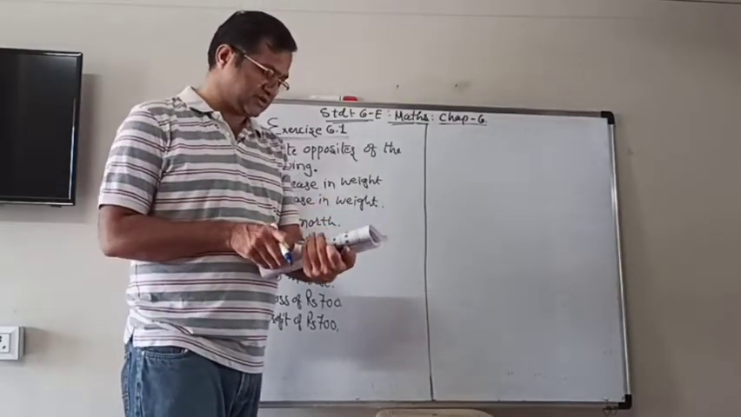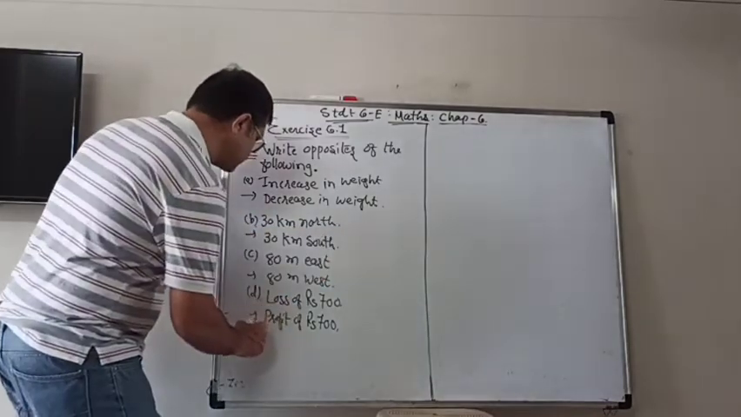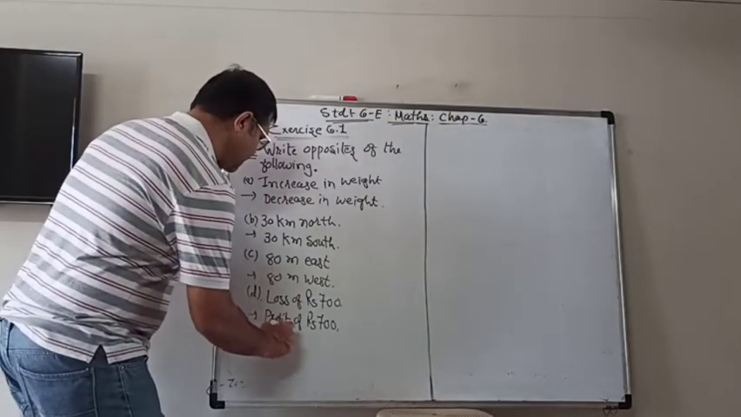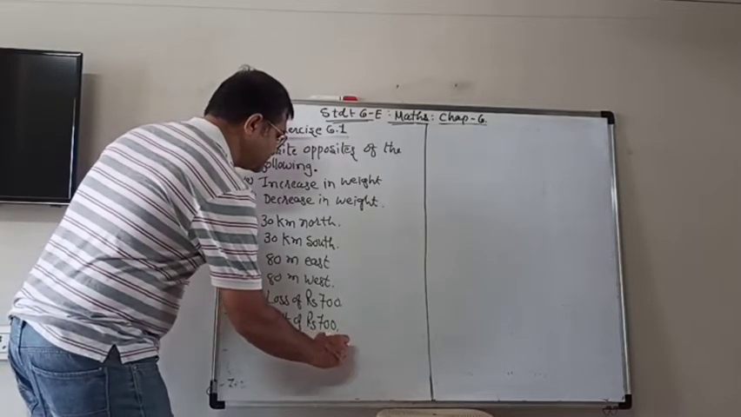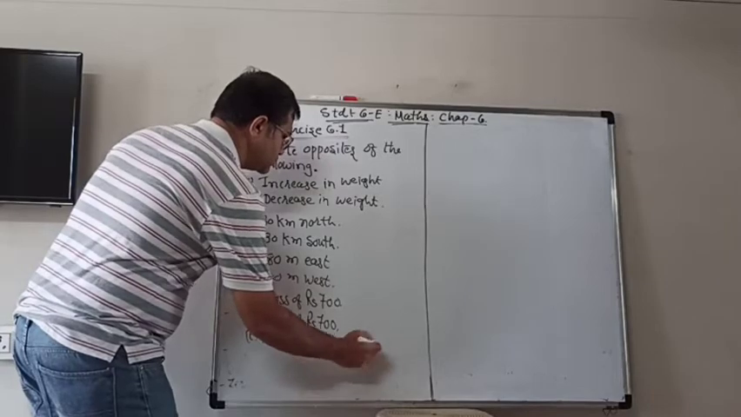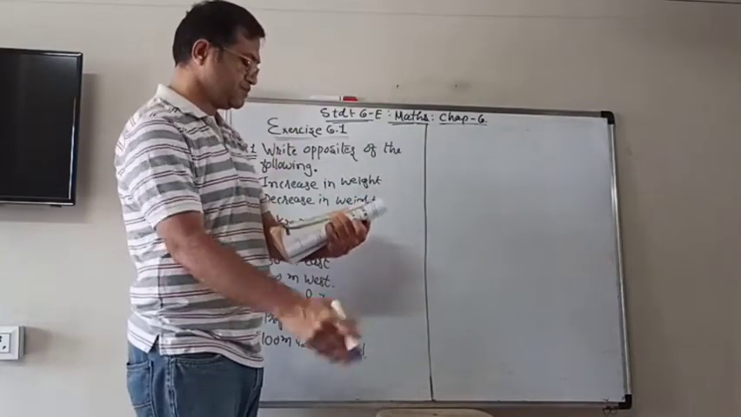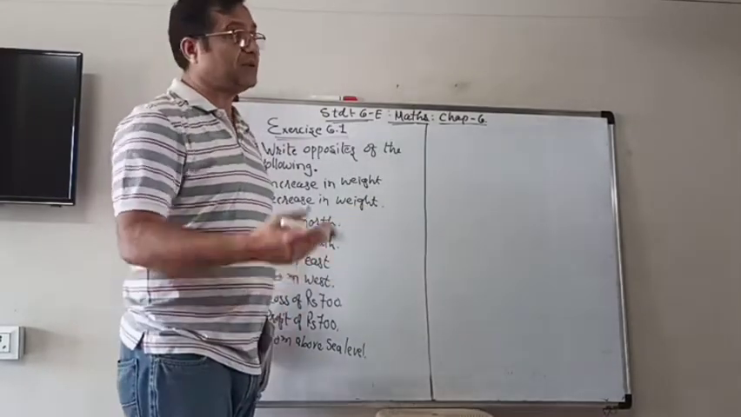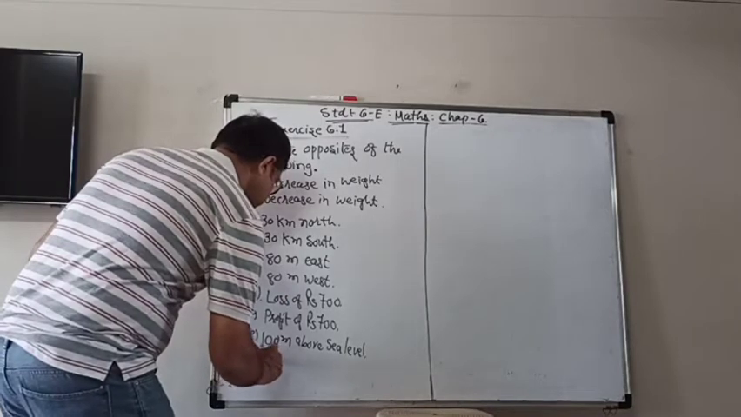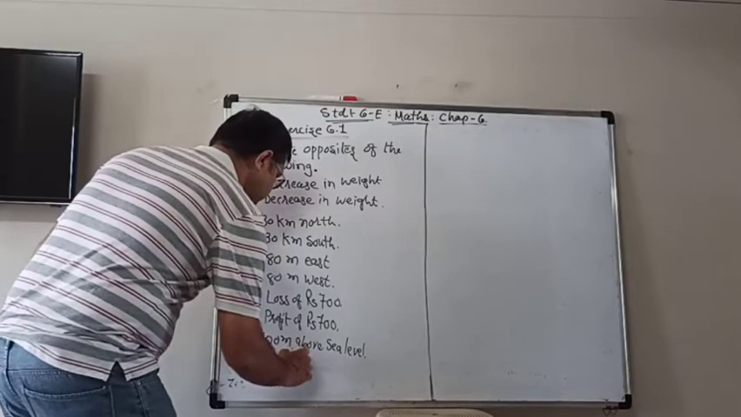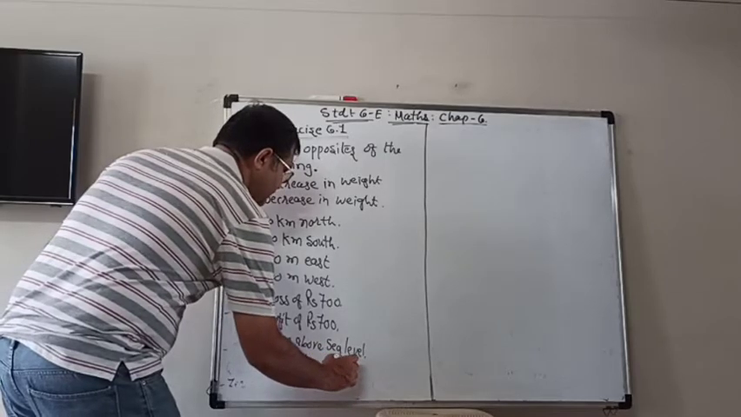Then last is 100 meter above sea level. So if it is above sea level, then the opposite will be 100 meter below sea level. So the answer is 100 meter below sea level.